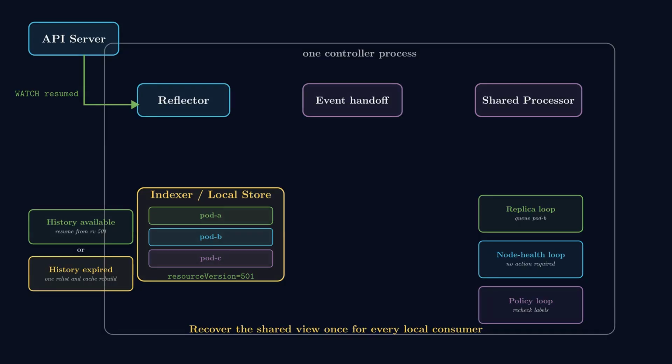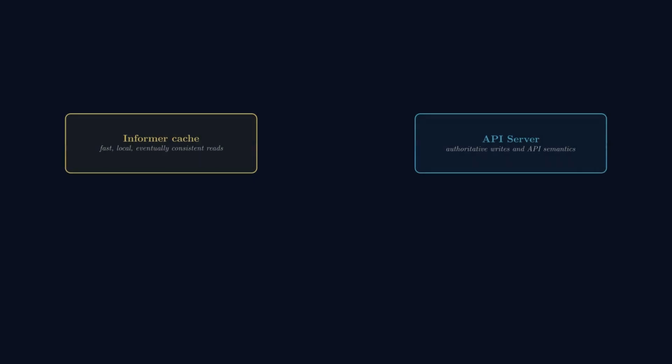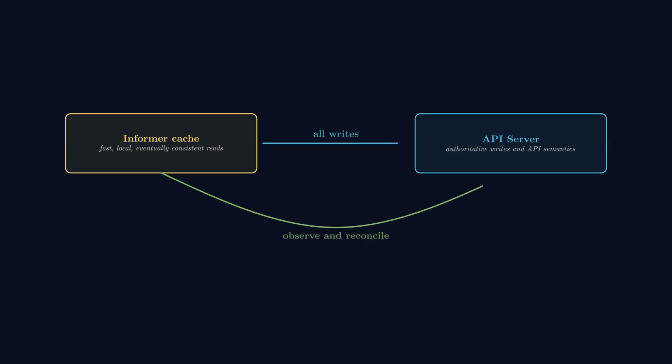The local cache is quick to read, but it is only a nearby copy of the cluster state. Because updates reach it after they pass through the API server, it may be slightly behind for a short time. Controllers can use the cache to understand what is happening, but every create, update, or delete must still go through the API server. And when a controller needs to confirm that a recent change has really been accepted, it should check through the API server instead of assuming the cache is already up to date.